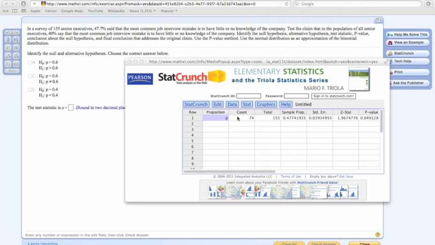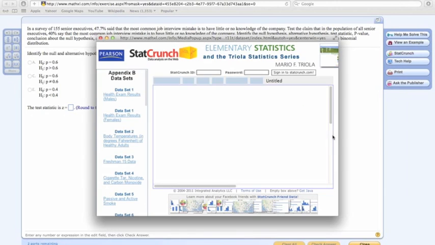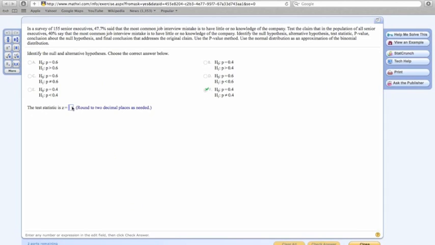And we see then that here we have the proportion. P is what we're testing here. We have a count, the number of successes out of the total 155. So our sample proportion matches up with the 47.7. Standard error, let's not worry about that just yet. But what we get is that the Z statistic is 1.967. And so that tells us that the test statistic here is Z. We want to round that to two decimal places. And so we're going to put in 1.967, which would be 1.97. And we check answer, and we get the wonderful feedback of fantastic.